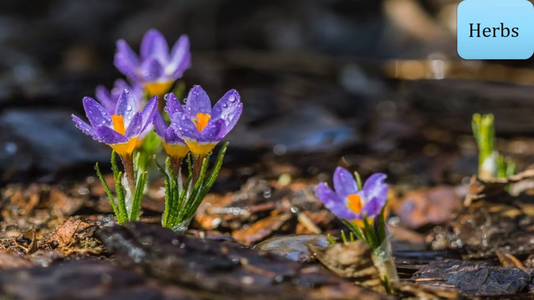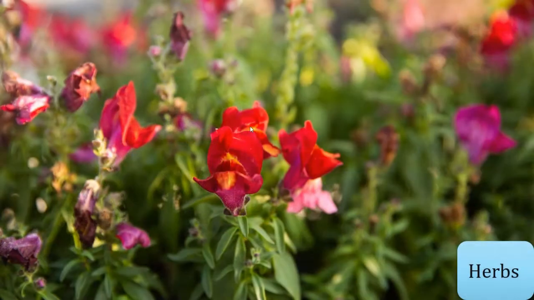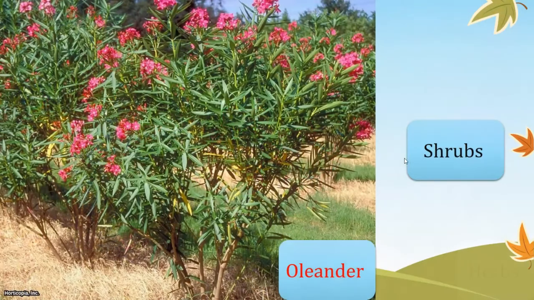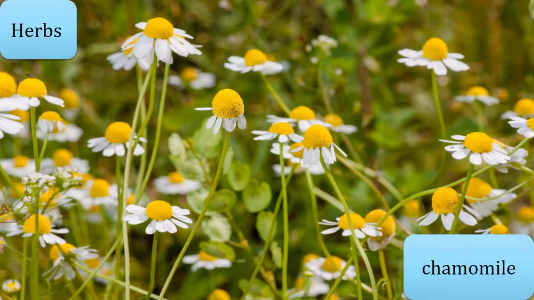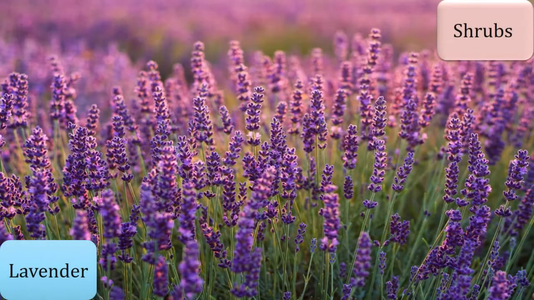Do you see this herb? It is a flowering herb. Do you see this other type of herb? We use this plant in our gardens to decorate it. Okay, let's see the oleander shrubs. It is a flowering shrub. Let's see the chamomile. It is a flowering herb. Let's see the lavender. It is a flowering shrub. Do you see the flower of the lavender?